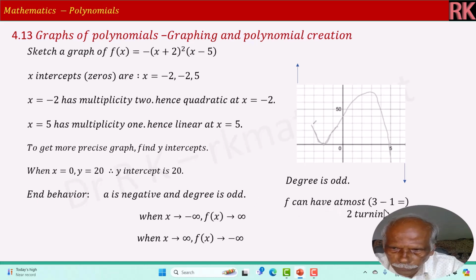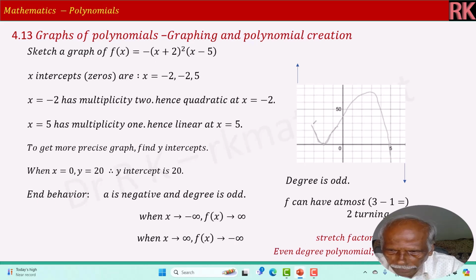F can have at most 2 turning points. Yes, it has at most 2 turning points. The stretch factor is the unknown A value. A value is obtained here: A is negative and the degree is odd, and here it is minus 1.